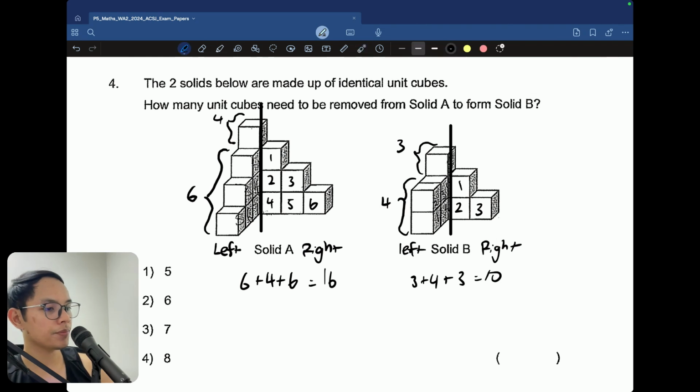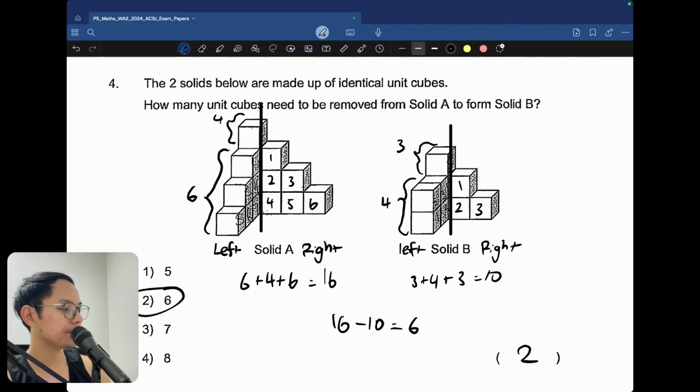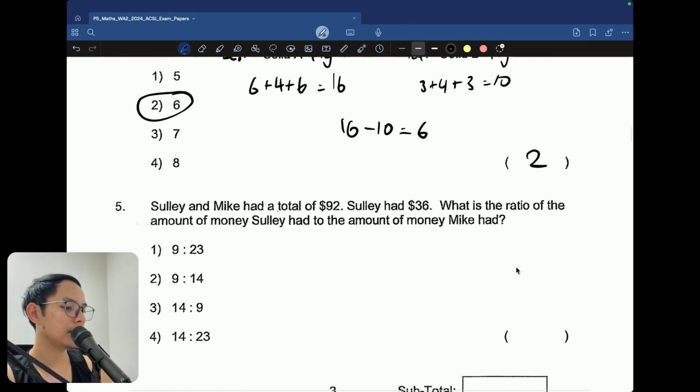So how many cubes do I need to remove from solid A to form solid B? It's basically 16 minus 10, which is 6. And the answer is number 2, 6. All right, let's move on to the next question.